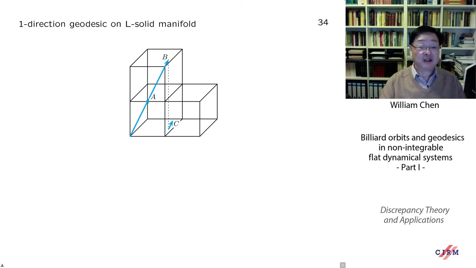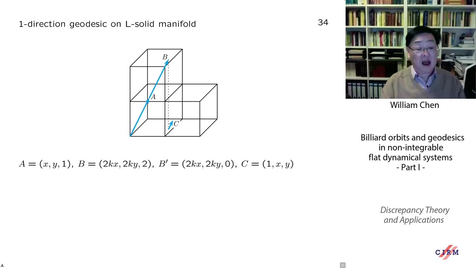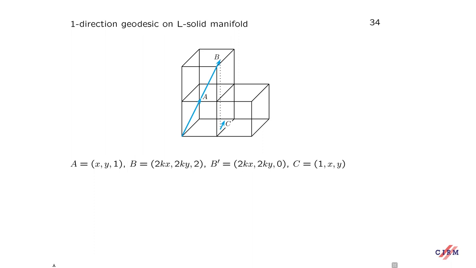Let's look at a one-direction geodesic on the L solid manifold. Let's start from the bottom left corner, and think of this as the origin. Let us go in the direction x, y, 1. So from the origin, we end up at the point A. We keep on going up to the top face, and once we hit the top face, we parachute down to the ground. And we go up again in the same direction, get to the top, parachute down to the ground, and go up again. Let's say after going up k times and parachuting down, we end up at the point B prime, and we go up in the same direction again, but before anything happens, we hit a vertical face and end up at the point C. And let us suppose that the point C is 1, x, y.